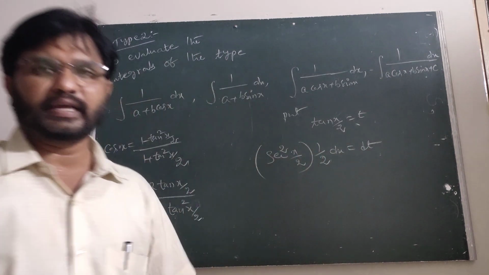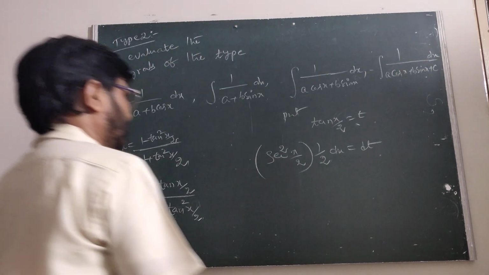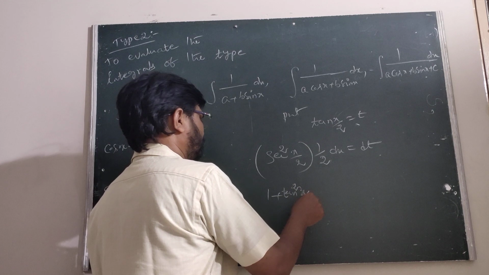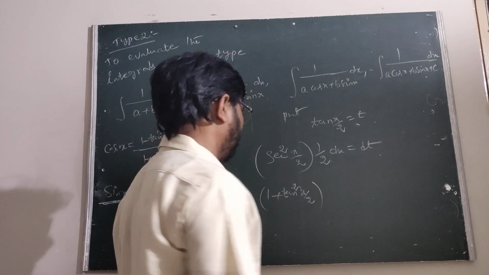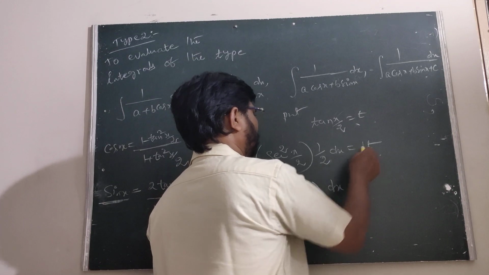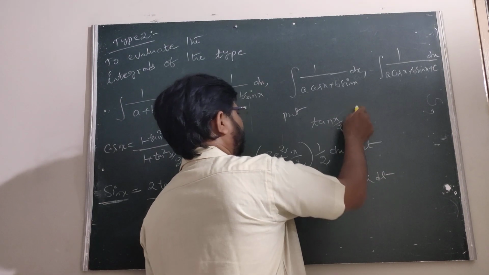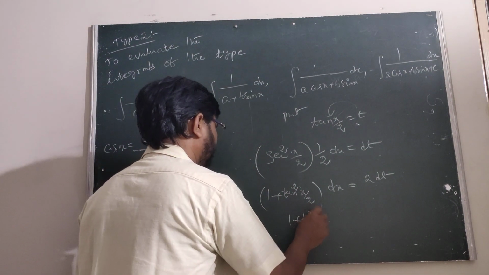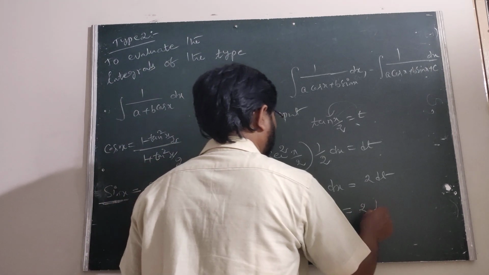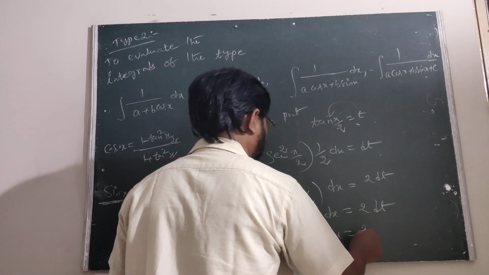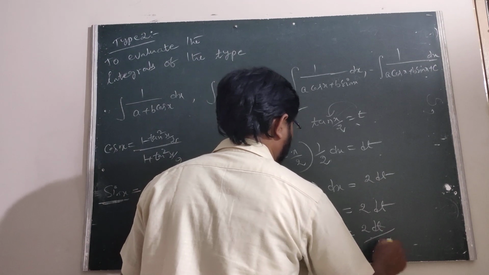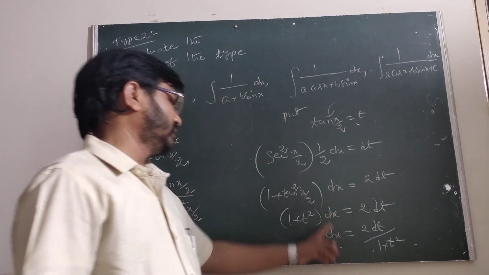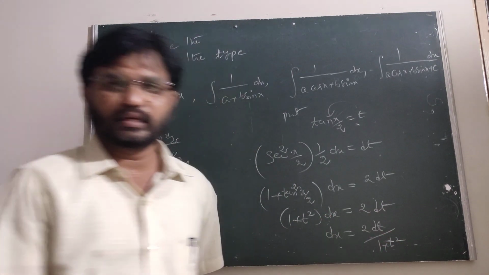The secant square(x/2) can be written as 1 plus tan square(x/2), since 1 plus tan square theta is secant square theta. So (1 plus tan square(x/2)) dx equals 2 dt. We are taking tan(x/2) as t, so 1 plus t square into dx equals 2 dt. Therefore dx is 2 dt upon 1 plus t square. Is it okay? Now it is clear that dx is 2 dt upon 1 plus t square.